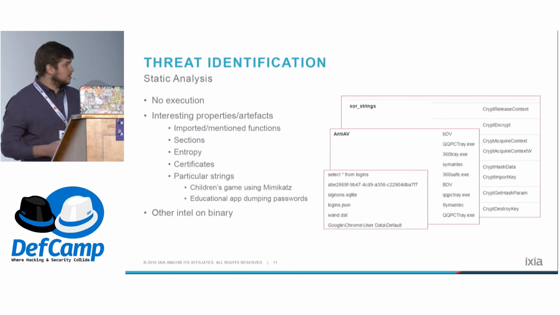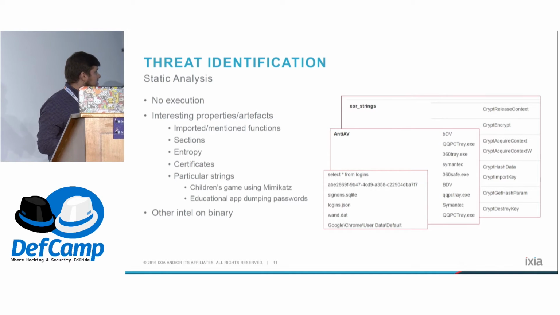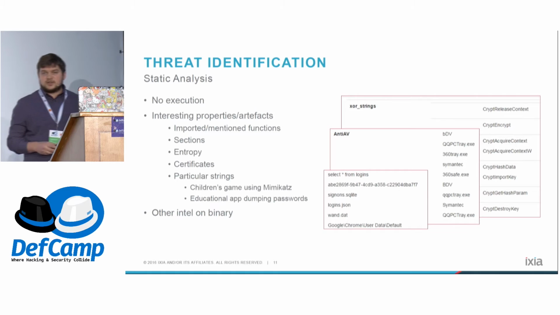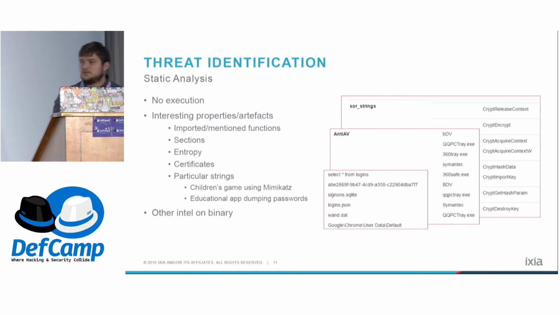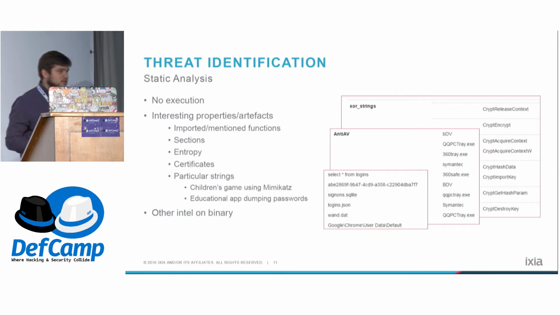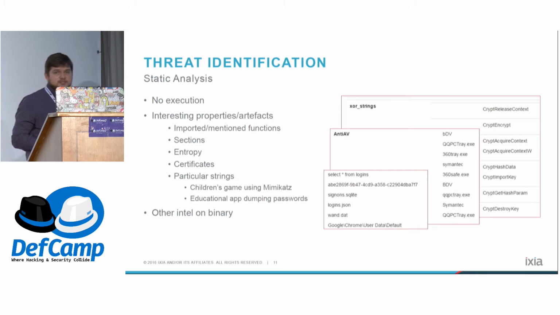Some examples on the slide. You can see the first one says XOR strings. Those are names of Windows cryptography functions which have been obfuscated using XOR encryption. So that's shady, at least. The other one says anti-AV, so it's searching for commonly known security products, probably to disable or bypass.